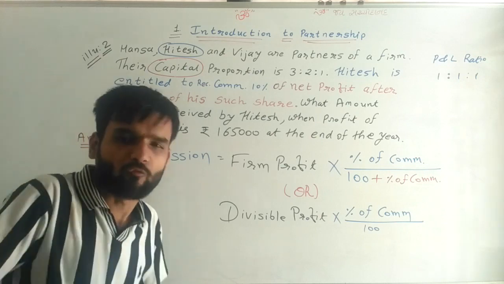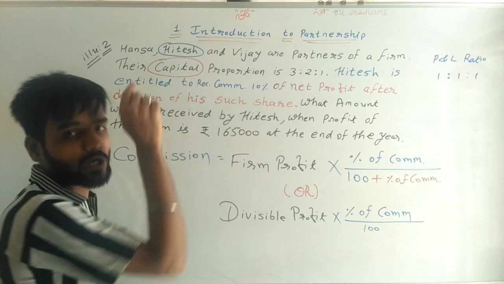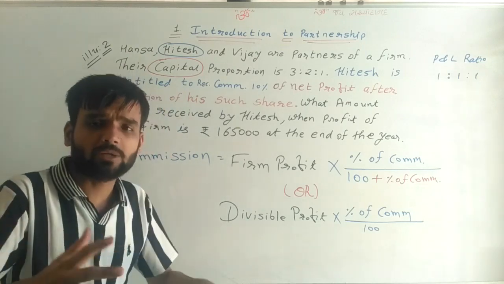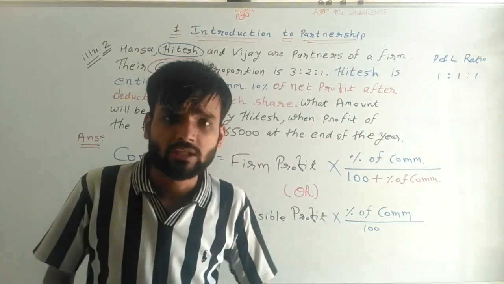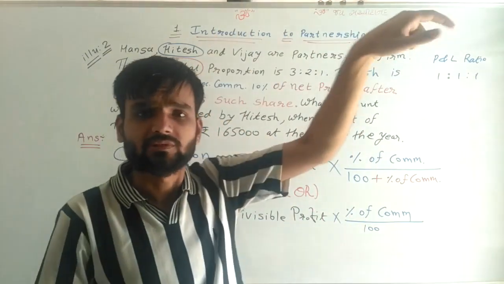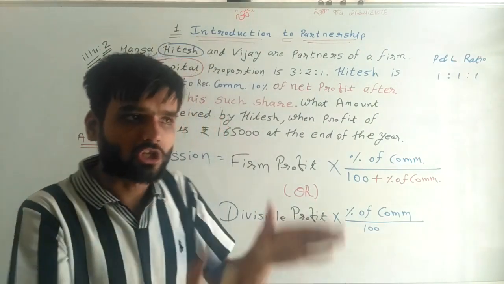But 10% of what? Hitesh will get commission of 10%, but 10% of what? Sales commission. 10% of sales commission. Then first we need the sales, then calculate the commission of 10% on that. Commission of purchase.